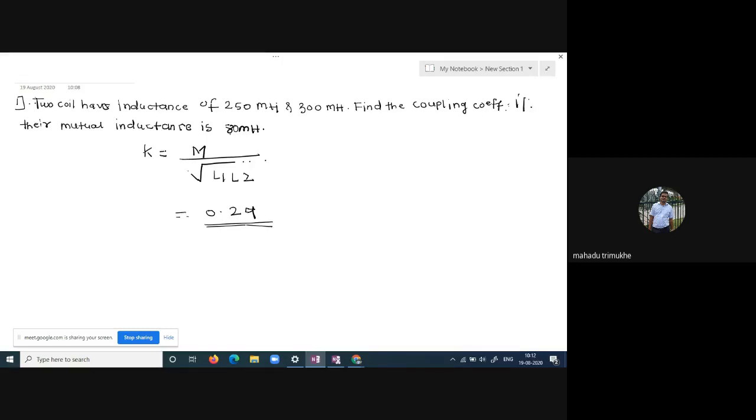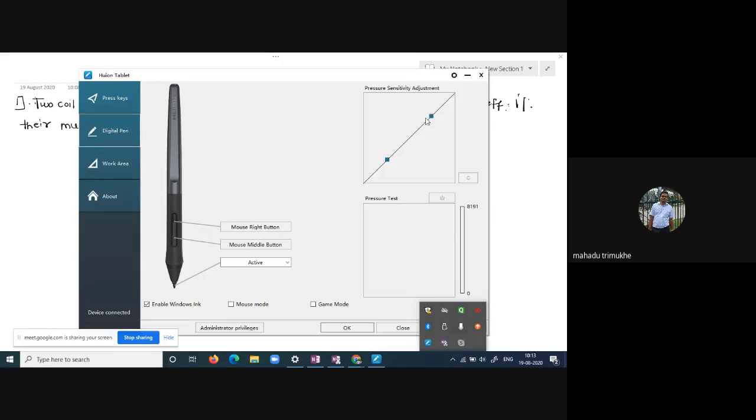You have to put M as 80 into 10 raised to minus 3, divided by the square root of 250 into 10 raised to minus 3 times 300 multiplied by 10 raised to minus 3. If you put in the values, you will get 0.29. Okay, then we'll move on to our next example.